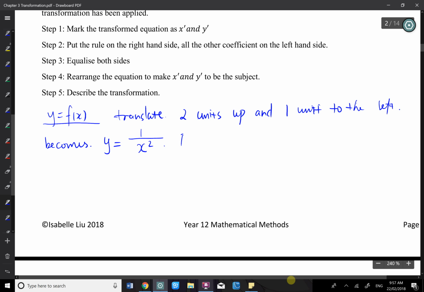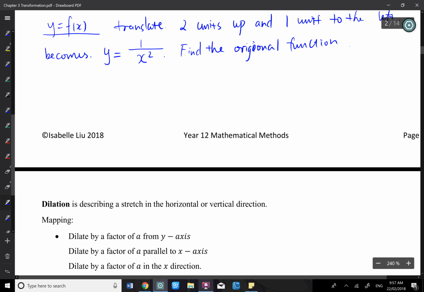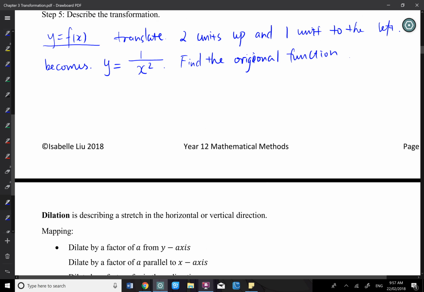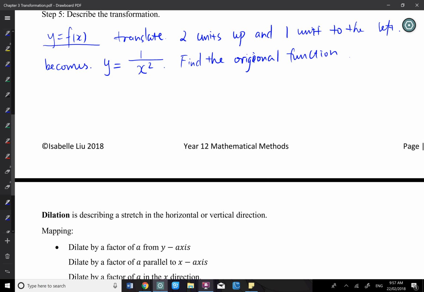Find the original function. So some function translated 2 units up, 1 unit left, becomes y equals 1 over x squared, and find the original function. Okay, that's the question. So that's the third type. Ask you for the original, give you the resultant, give you the transformation. Let's have a think what to do.